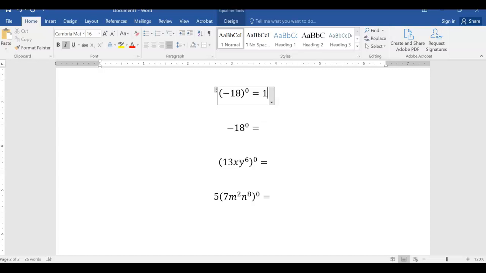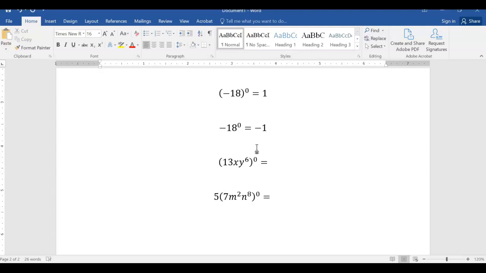And because we have no factors of negative 18. Now, when you go to the next problem, what you'll see is that we don't have parentheses around the negative 18. And this is a very important distinction because of the order of operations that we dealt with in our section, like section 1.2.